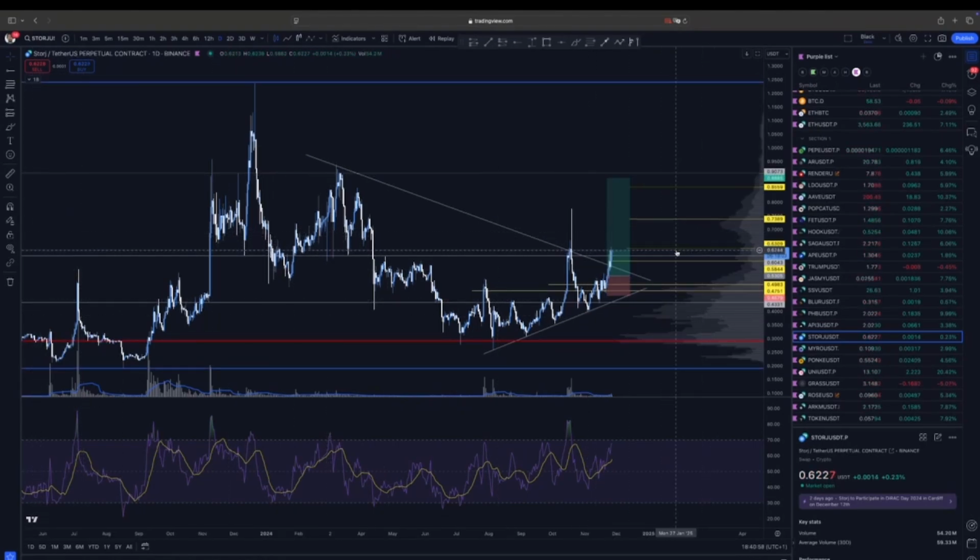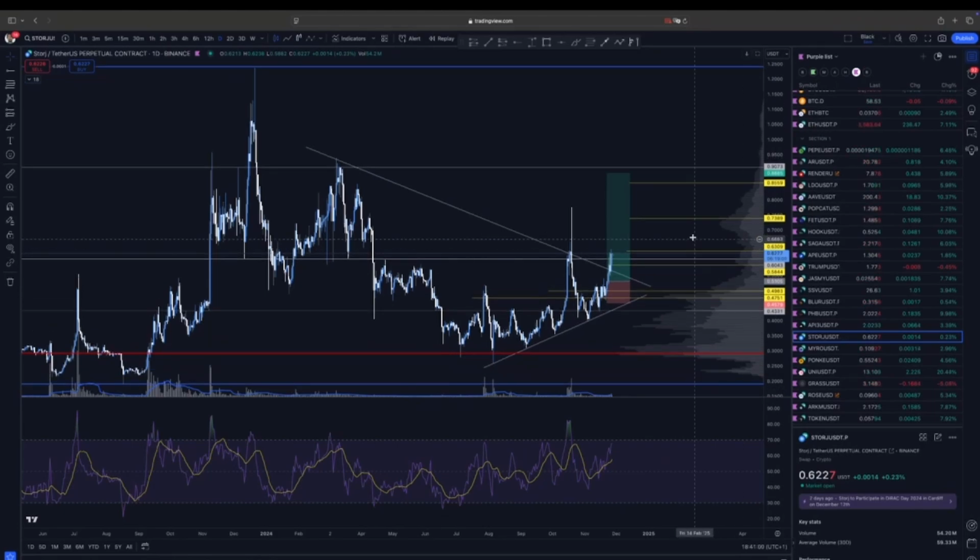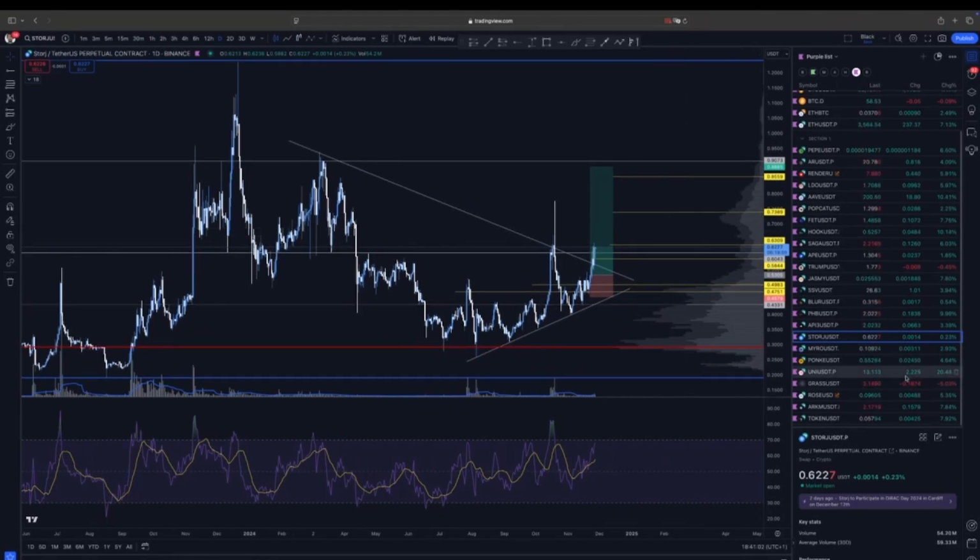how many people use this? Do you guys use volume profile? Anybody use this? Nobody uses volume profile. Don't know how to use it. Okay, we can go over it for sure.